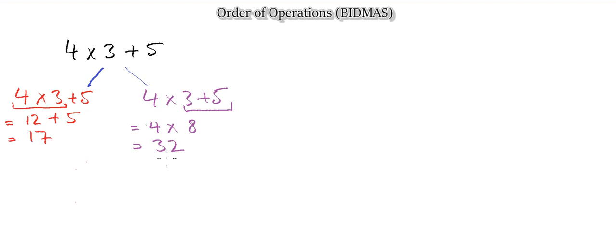So to settle this disagreement, we have an order of operations which we carry out our calculations in, so as to which operation do we go with first. And you can actually remember that with an acronym of BIDMAS or BODMAS. Let's just get this right. So you can have BIDMAS.